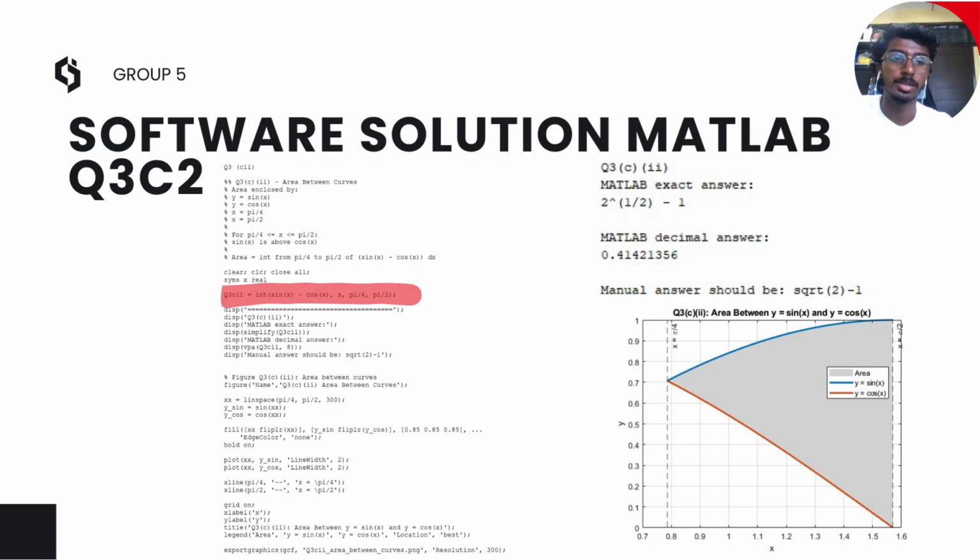The graph generated by MATLAB shows the shaded area between the sine curve and cosine curve. This means the upper curve is sin x and the lower curve is cosine x in the given interval.